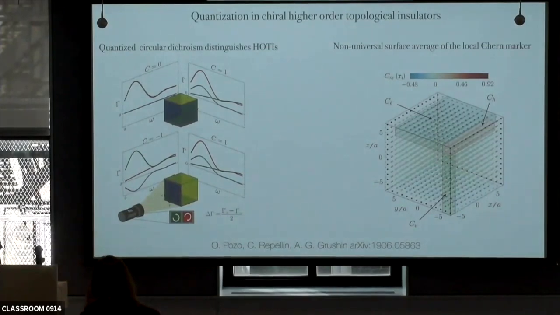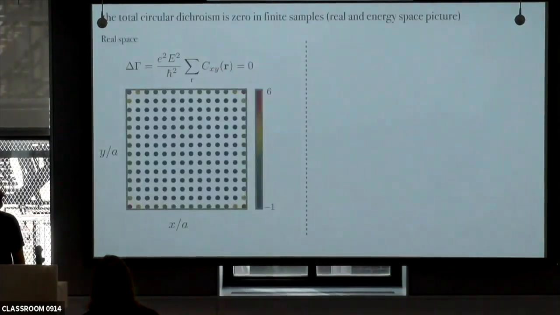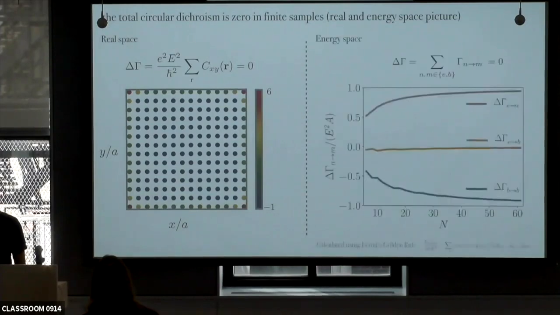Could you go back to the slide where you have the argument for why the total circular dichroism vanishes? Okay, so I have several. Let's say this one. Yeah, this one's fine. So you have this formula where you say that it vanishes because it's the integral of the local Chern marker. The local Chern marker integrates to 0. In the previous slide, you said that it was also the real part of the DC Hall conductivity. Okay, but certainly for a finite size system, the real part of the DC Hall conductivity is non-zero.